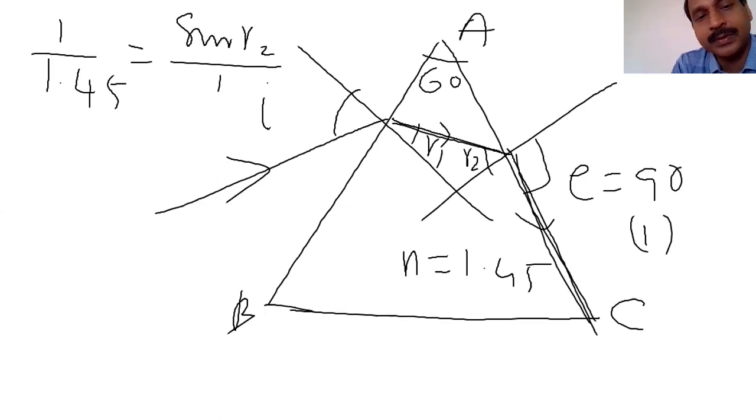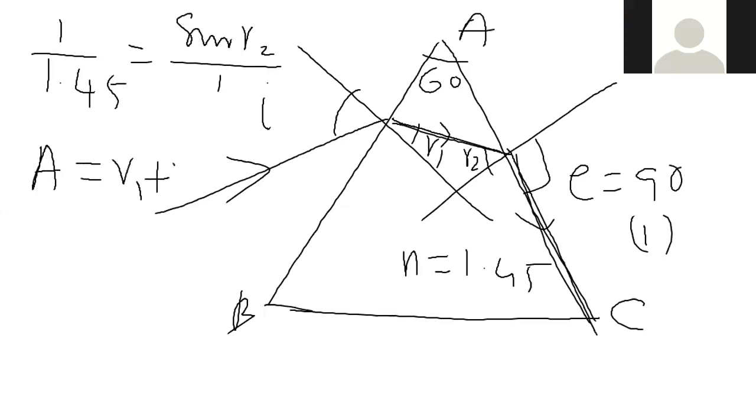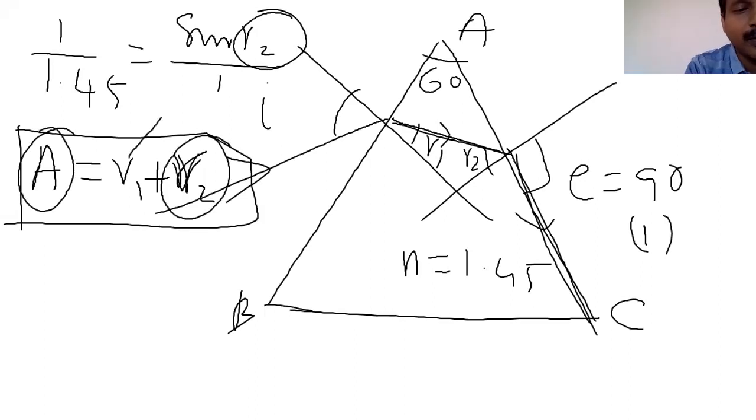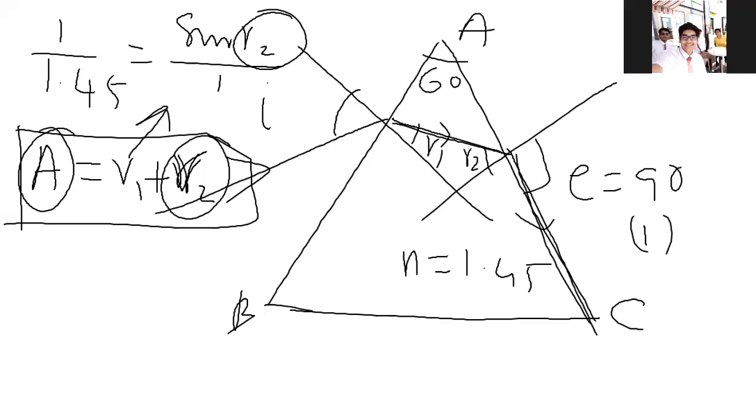Now from this you get R2, right? So you remember, when we learned the prism derivation, the result: A is equal to R1 plus R2. Now you have R2, right? So you know A also. So you can find R1.